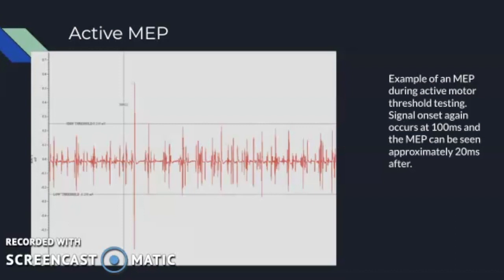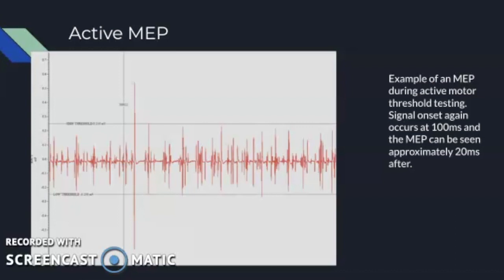This image portrays the EMG recording produced during the recording of a subject's active motor threshold. Again, signal onset occurs at 100 milliseconds, and the motor evoked potential can be seen after a latency of 20 milliseconds. Unlike the previous figure, however, there's a lot of electrical noise preceding and succeeding the motor evoked potential. This is because the subject is pressing against an immovable object to activate the target muscle, thereby leading to neuronal activity.